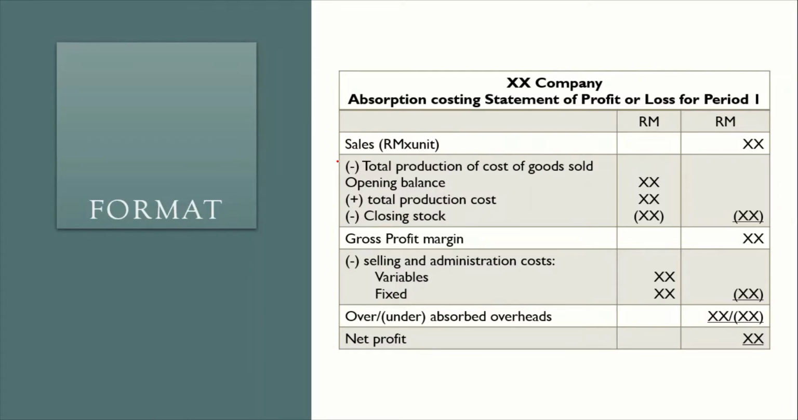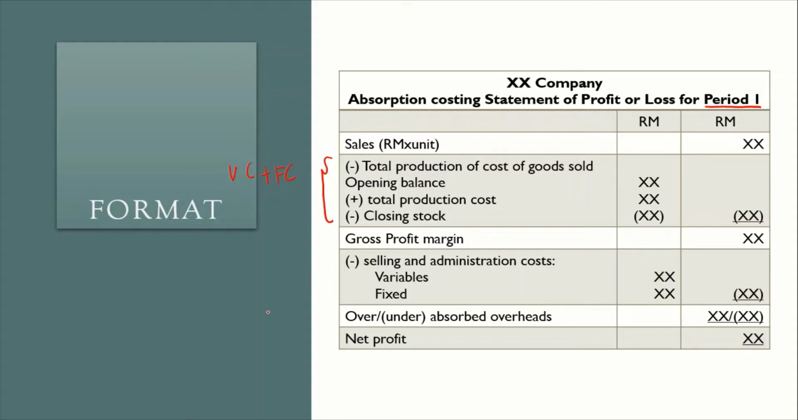Okay, this is the format for the absorption costing. So you have to look at both the methods. The statement itself is very different because of the way they treat the fixed overhead. This section would be different because absorption includes variable costing plus fixed cost. This is for one period only. So this would be our format for absorption cost.